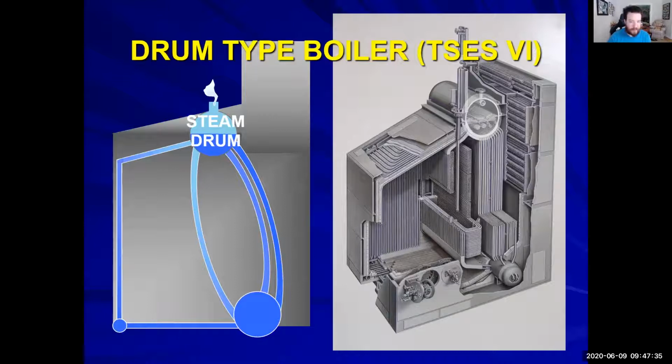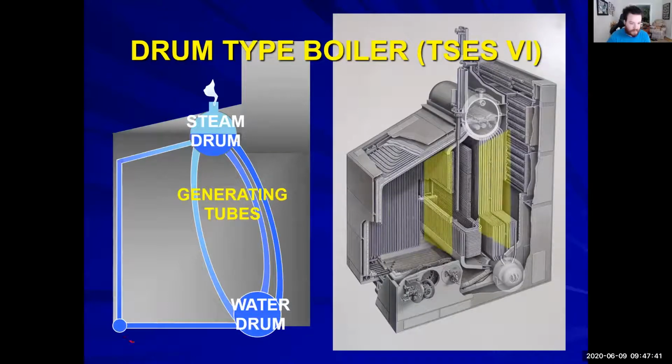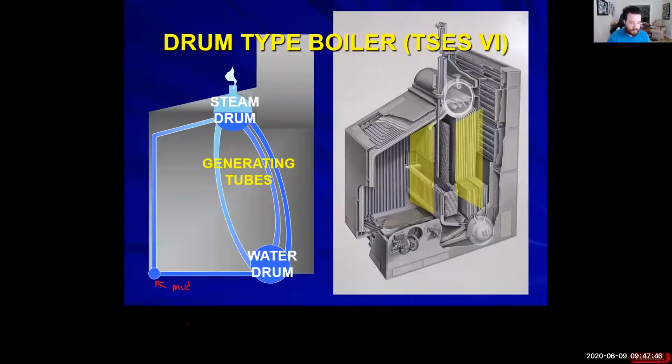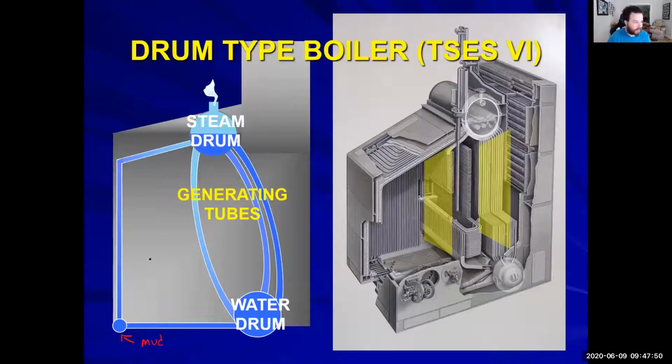So we have a couple drums located in the boiler. We have our steam drum, we have our water drum. In the bottom left over here, we have our mud drum. Okay, that's a new thing. We have our mud drum. All right. And then we have our generating tubes. They're located in yellow here.